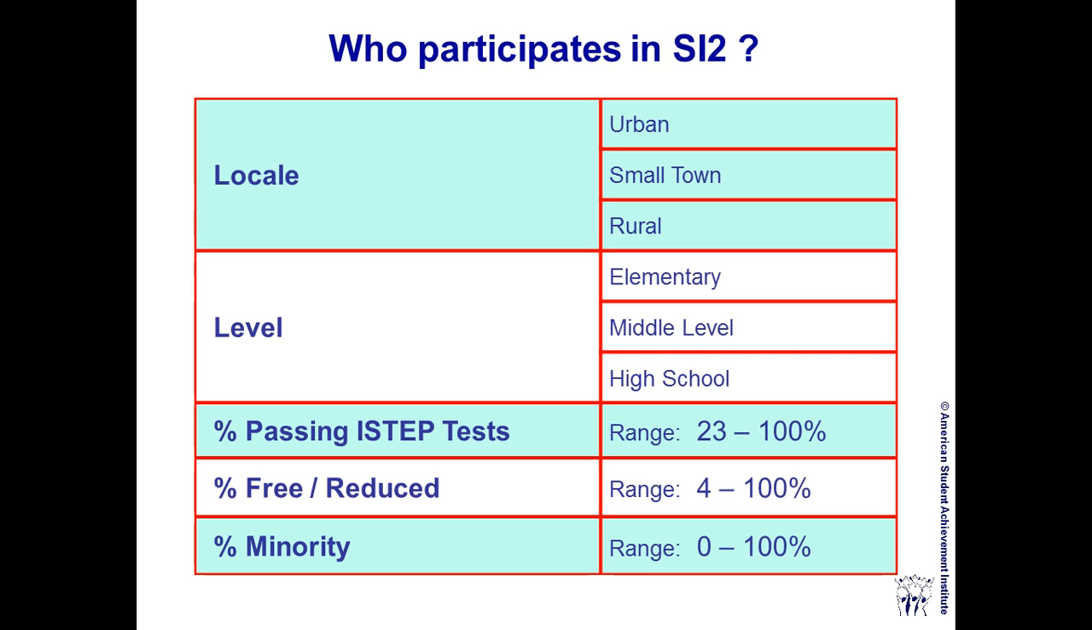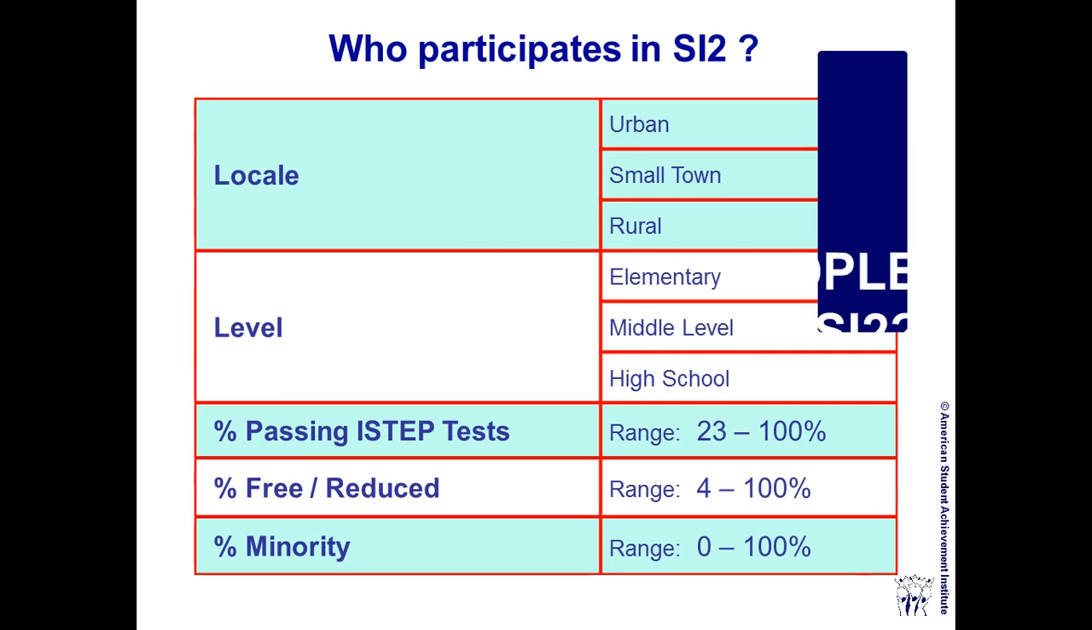There are lots of different types of schools that participate in SI2, different locales, different levels. We work with schools that are very high achieving, and we work with schools that are currently very low achieving. Schools that are 100% free and reduced lunch, schools that have a very low percentage of that, very affluent schools, schools that have high minority, schools that have low minority. The reason that SI2 works in all these different kinds of schools is, again, because it's not a one-size-fits-all model. Different schools will go through the process and discover what they need in their situation.